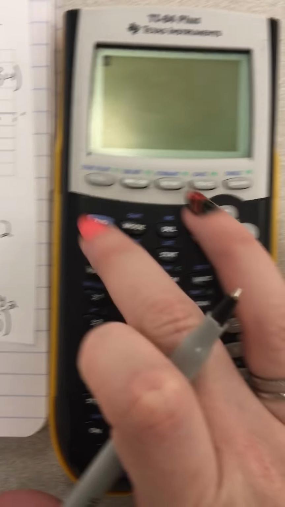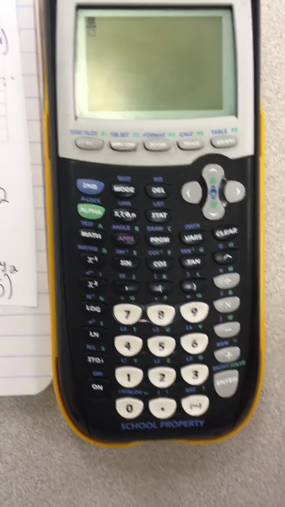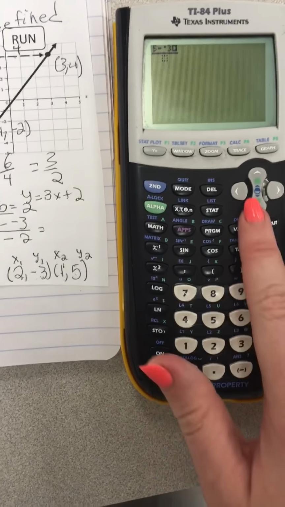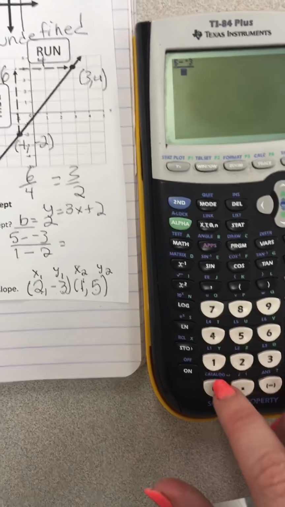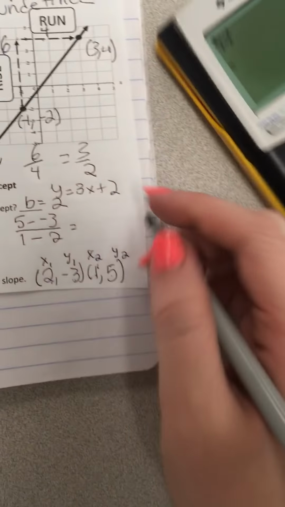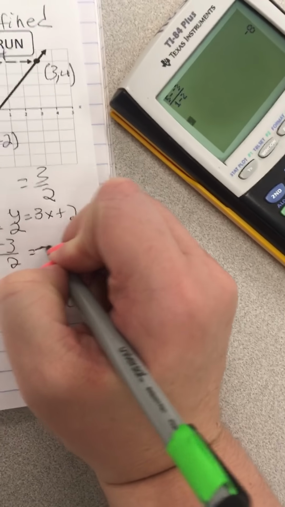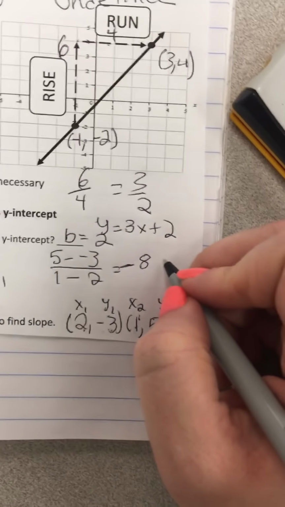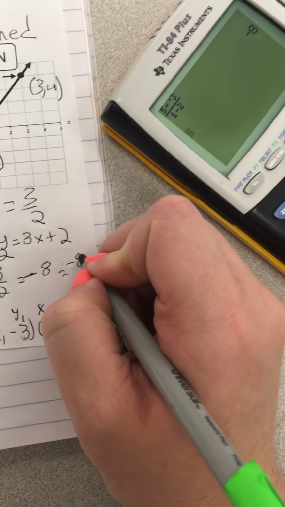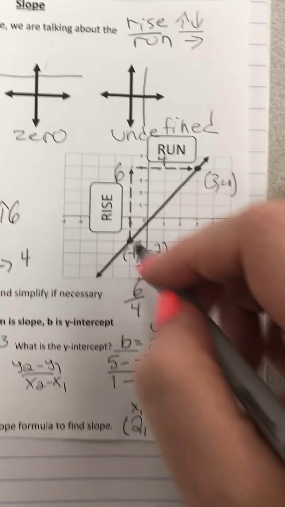And then we're just going to go ahead and plug that in the calculator. So we have 5 minus -3 on the top, and 1 minus 2 on the bottom. And we got -8. So the slope between these 2 points is -8, which we can also rewrite as a fraction as -8 over 1, in case you're trying to work with a graph.